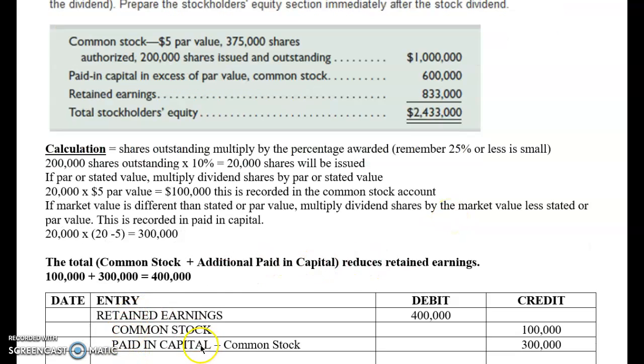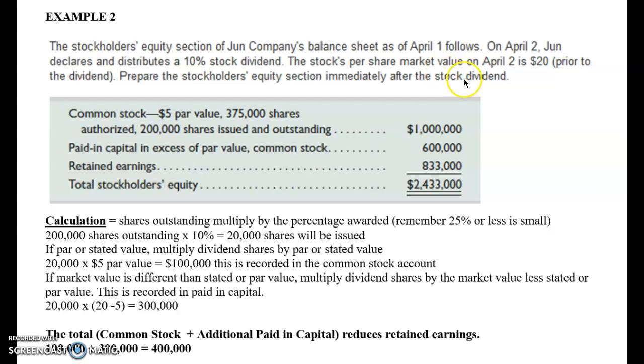So what I do is I do the 2 credits. I know there's a 3-part entry, 1 debit and 2 credits. I do the common stock and the paid in capital first. Common stock will be, well, first off, how much is it? How many dividend shares do we have? Let's figure that out. Let me get drawing.